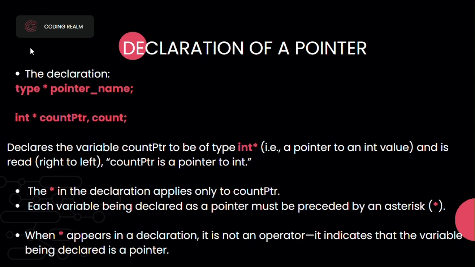Each variable being declared as a pointer must be preceded by an asterisk, or the star. When the asterisk appears in a declaration, it is not an operator. It indicates that the variable being declared is a pointer. The star or the asterisk means the variable is declared as a pointer.